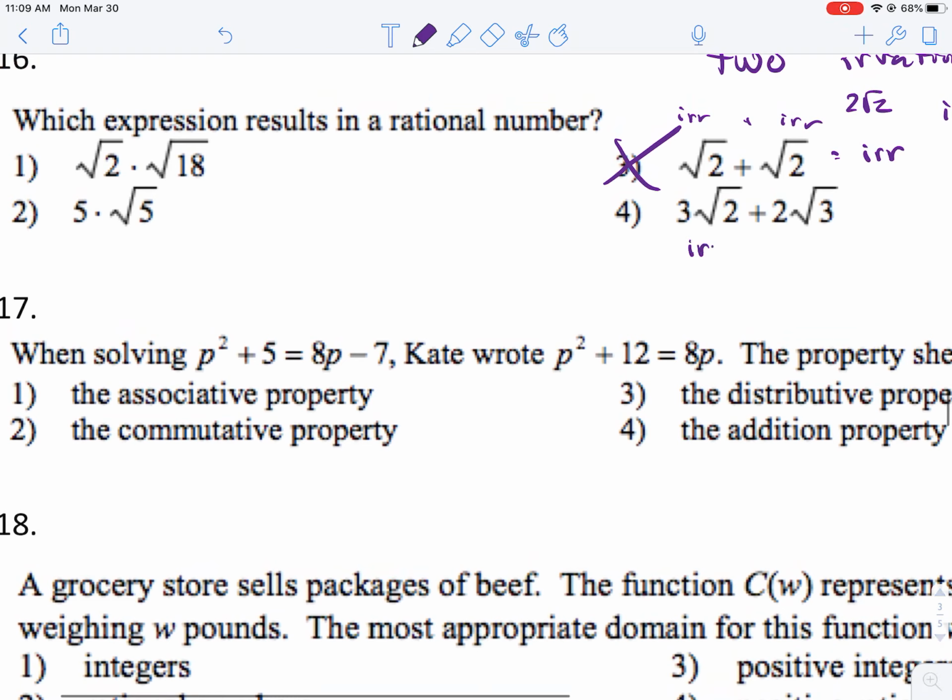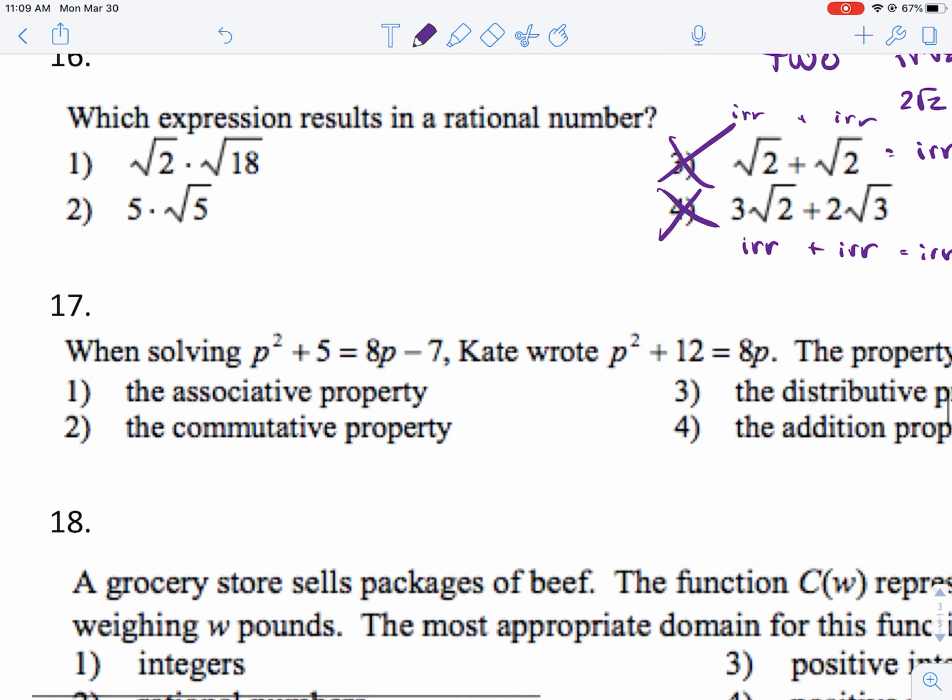Here, we just saw this one, didn't we? Very close to it: 3 square root 2 plus 2 square root 3. We also have an irrational number plus an irrational number. So therefore, that is going to equal an irrational number. So that one is out. So all we have left is these two over here. Now the second one here, 2, don't circle that one, I just want to talk about it. It is a rational times the square root of 5, which is an irrational number, which means we are going to get an irrational number here. So that one is out as well. So this one is your answer.